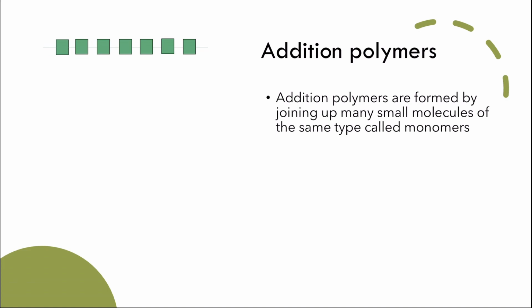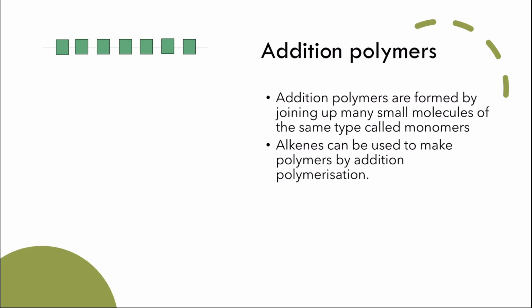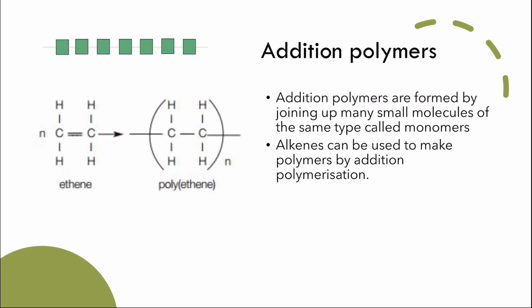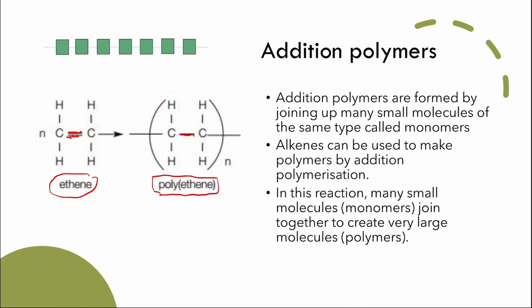So many of these small monomers are joined together to give you the polymers, and alkenes can be used to make polymers by addition polymerization. So the main monomer of addition polymerization is the alkene. Alkenes can be used, as we can see, because alkenes have a double bond, and this double bond can break up and open to add more molecules, and then we're going to get the polymer like polyethene, which is formed from many monomers of ethene, and now there is no more double bond in the polymer formed.